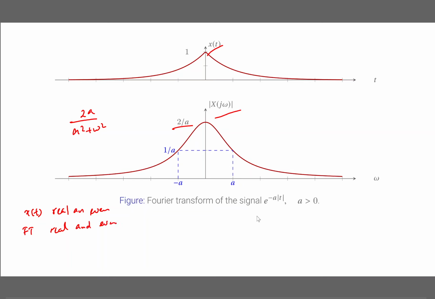We experience a similar phenomenon for a periodic real and even signal like the cosine, cos omega naught t, where we found out that our a_k's were real and even.